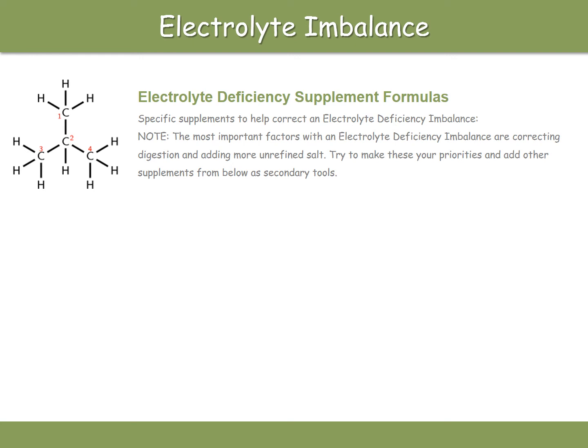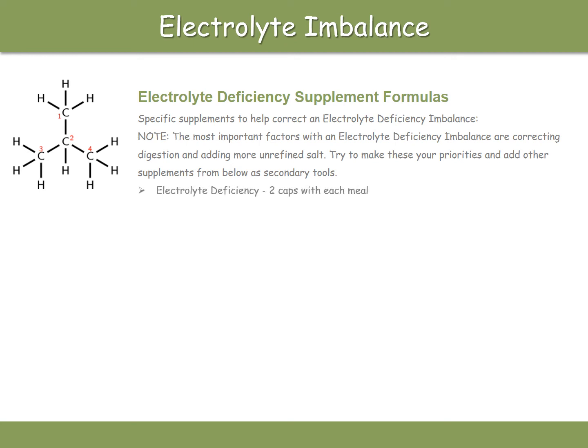The main thing with electrolyte deficiency is to correct digestion and add more salt. If your blood pressure is below 112 over 70, you need to have more salt. That can be one of the quickest things you can do. I have helped turn people's lives around by doing nothing but taking sufficient amounts of unrefined salt, because this is pure electrolytes. It's immediate. So this is what you do to start with. This is the main thing you do.